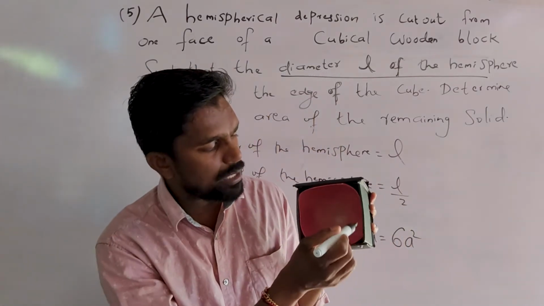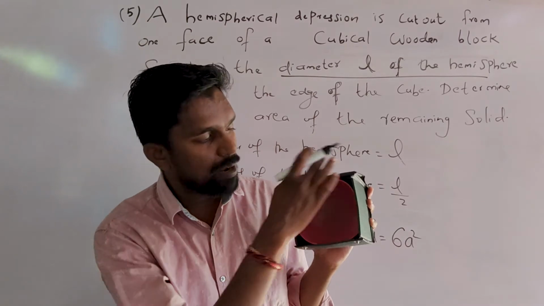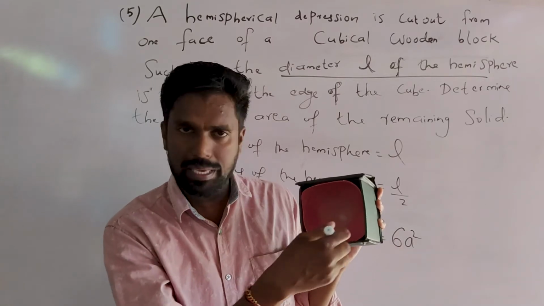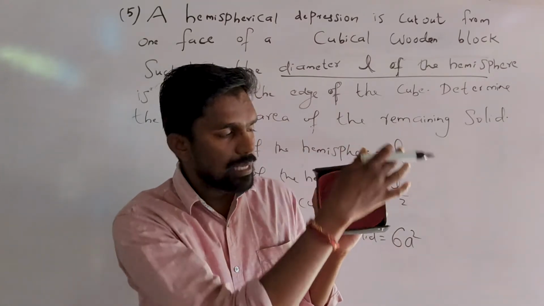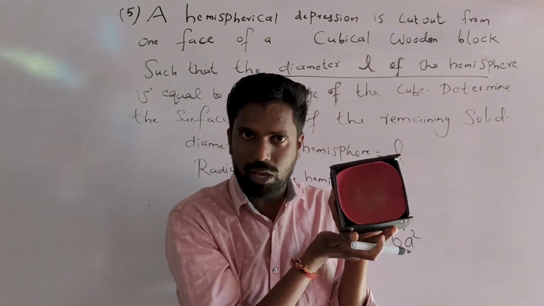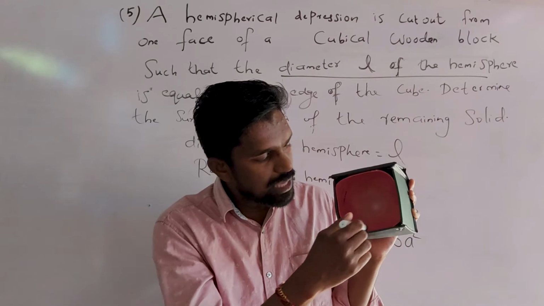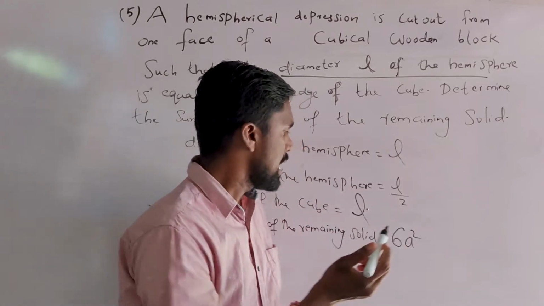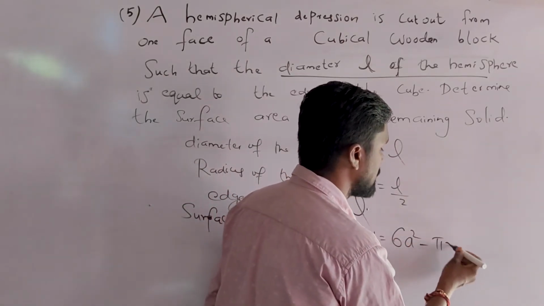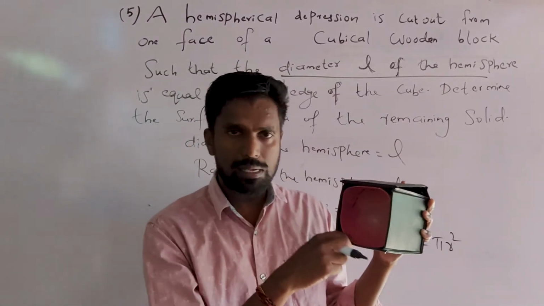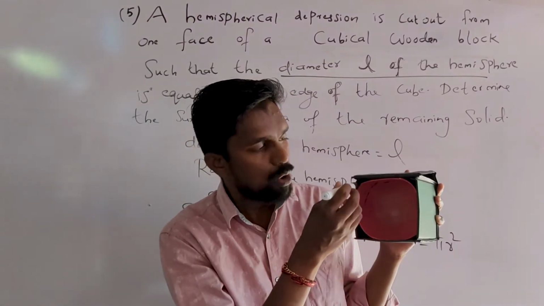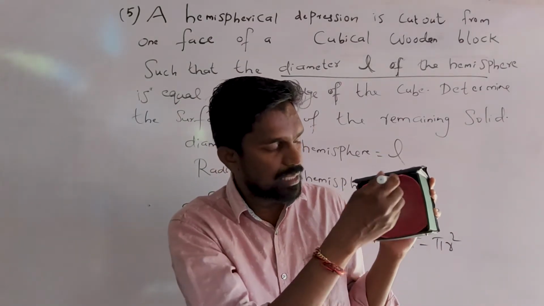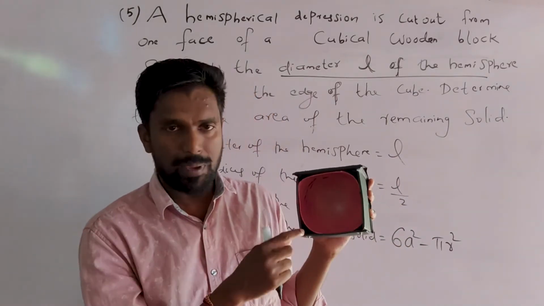From this edge portion, the area is simple to find. From the sixth surface, this circle pi r square is removed. So from the six surfaces you have to remove this circle portion, because one circular shape you can see. That is 6a square minus pi r square, the circle area. Then only you will get the corner portion.